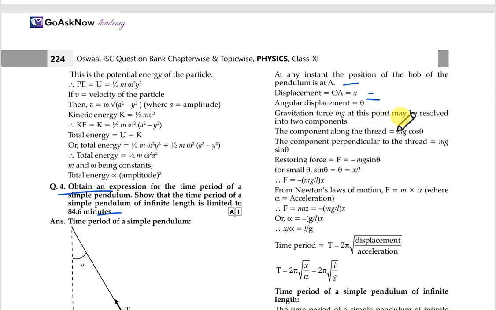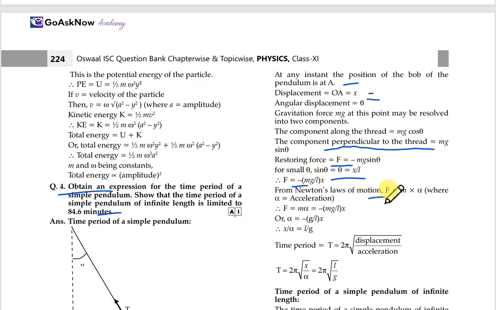The gravitational force mg at any point may be resolved into two components. The component along the thread is mg cos theta, and the component perpendicular to the thread is mg sin theta. So the restoring force F is equal to minus mg sin theta. For small theta, sin theta is equal to x upon L, so we get F equal to minus mgx upon L.